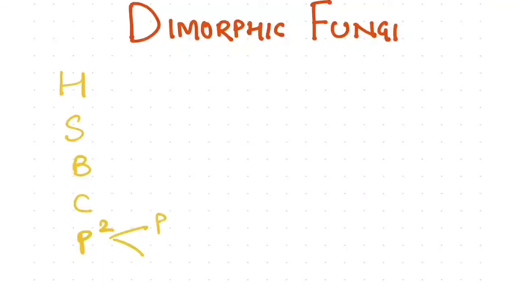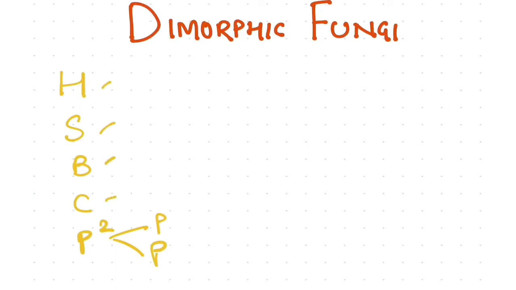Hello everyone. So today we will see a mnemonic for the examples of dimorphic fungi and their common names. So starting with the mnemonic: HSBC P square. Now it's not very difficult to remember this. You must have heard of the bank HSBC. So just like that, remember it in sequence: HSBC and P square for the two P's.